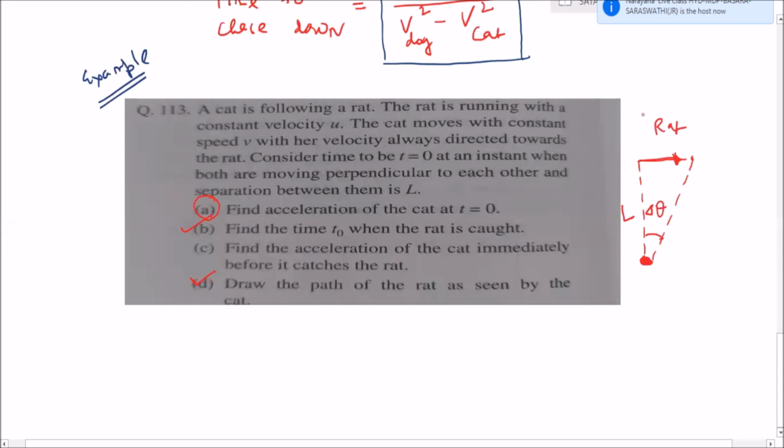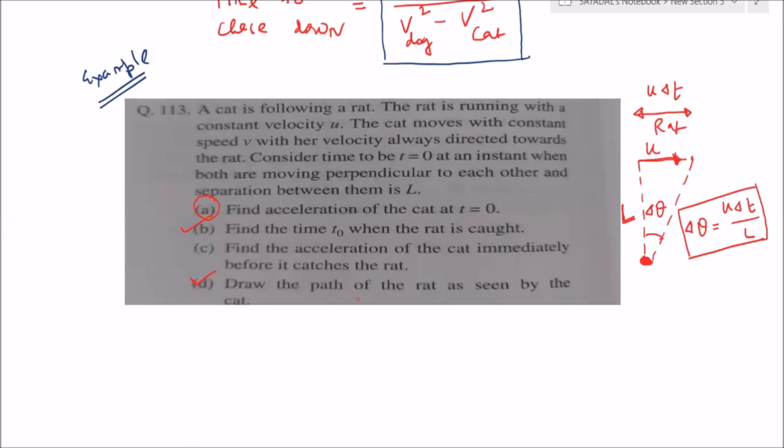So this distance, this is moving with u. So in time delta t, this is u delta t. So we can write delta theta equals arc by radius, that is u delta t divided by L. I hope this is fine to everyone. Correct? Okay. So next, another diagram we'll have.